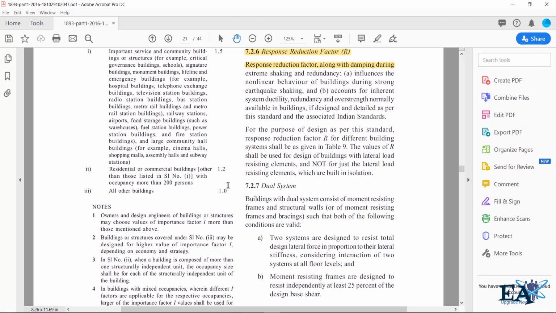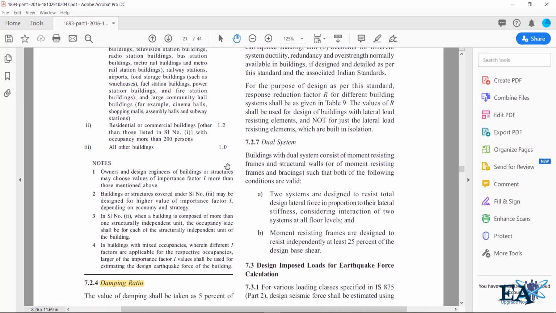Okay, so the importance factor is different from IS 1893:2002. In the 2002 code, if the building was important, it was 1.5. For all other buildings, it was 1.0. So this is the 2016 code, a bit enhanced form of the 2002 code.